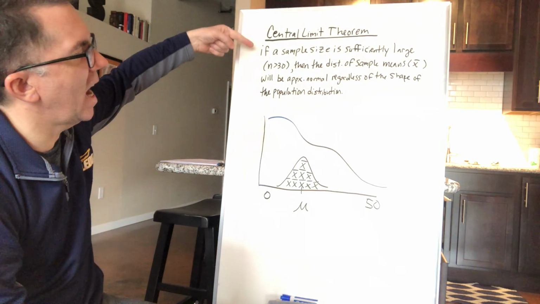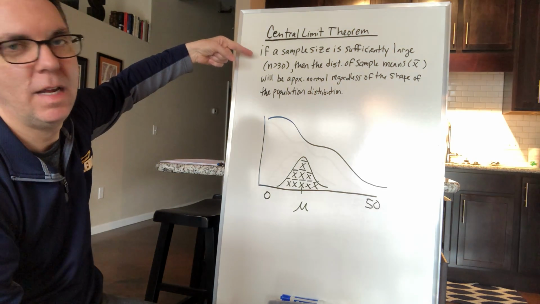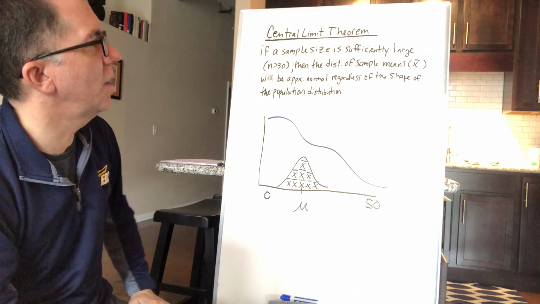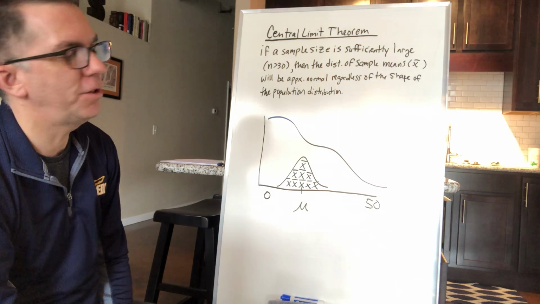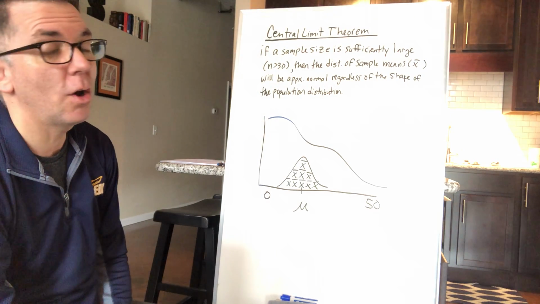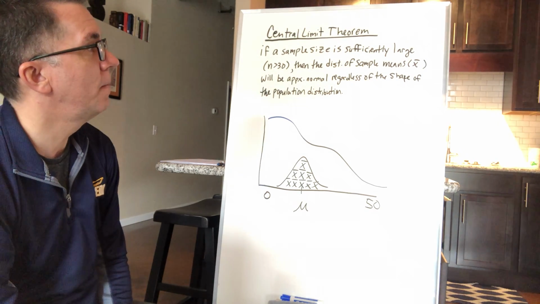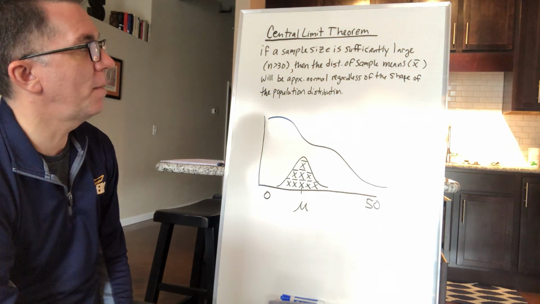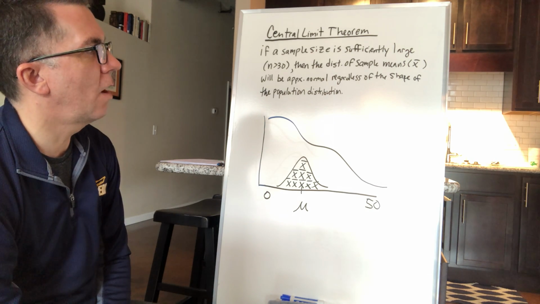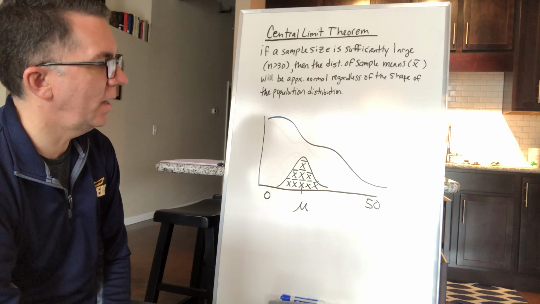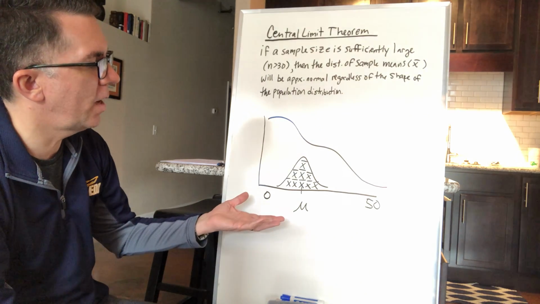So up above, I have this important item in statistics. This is called the central limit theorem. If a sample size is sufficiently large, and we'll say that large is anything bigger than 30, then the distribution of sample means, X bar, will be approximately normal regardless of the shape of the population distribution. And that's what we've shown here.